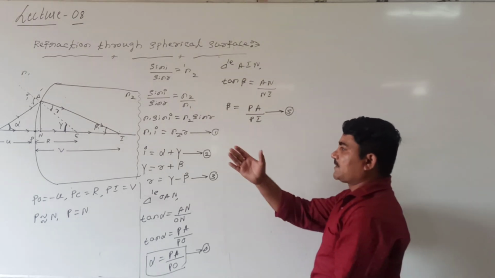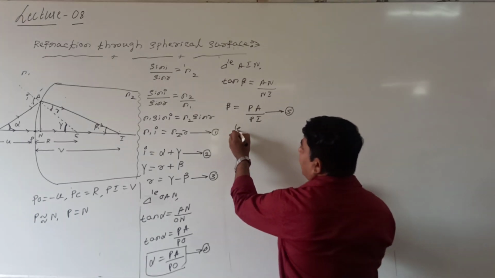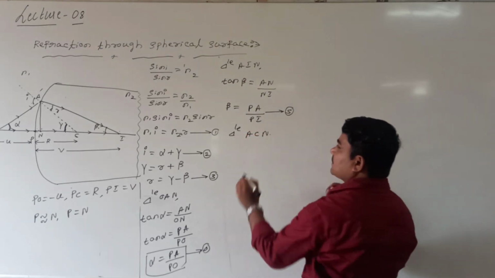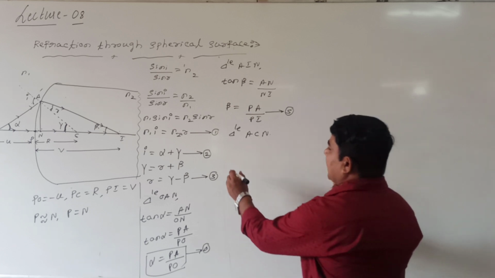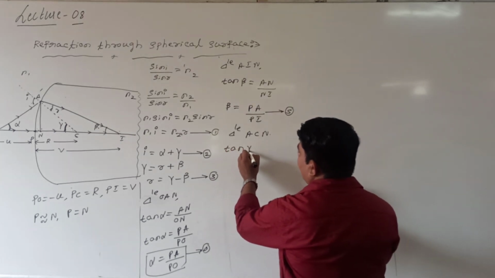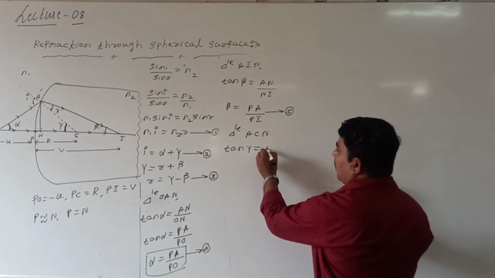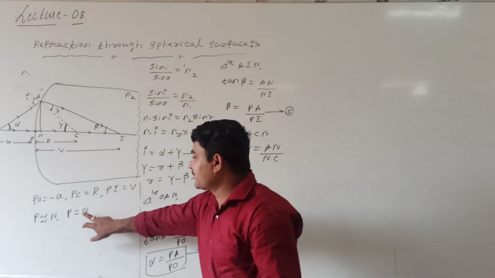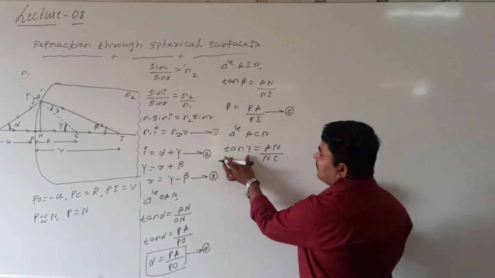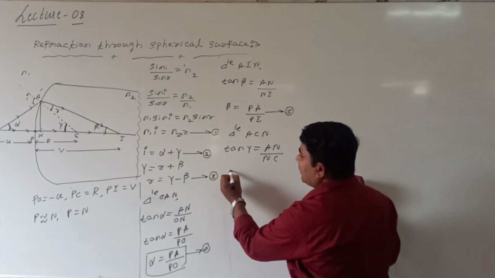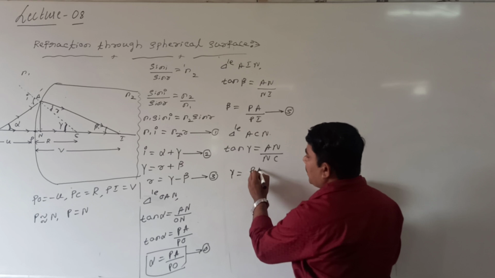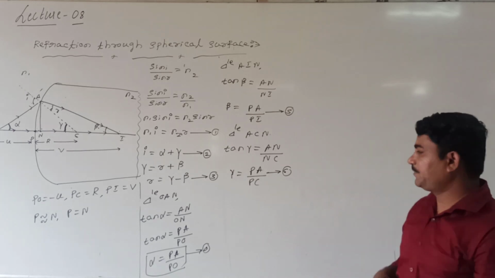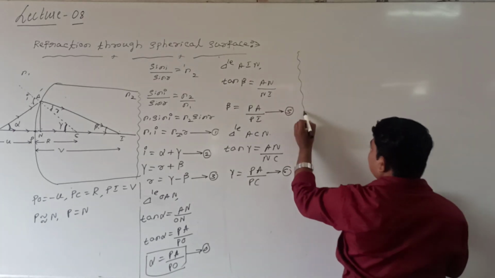One more triangle, with gamma. Which triangle? I will take triangle ACN. In this triangle I will take tan gamma. What is tan gamma? Opposite by adjacent. Opposite is equal to AN and adjacent is equal to NC. Again N point is very close to P point, so with theta very small, tan theta is nearly equal to theta. Then gamma is equal to PA divided by PC. So this is equation number 6. Right? Look at me. We got it like this.